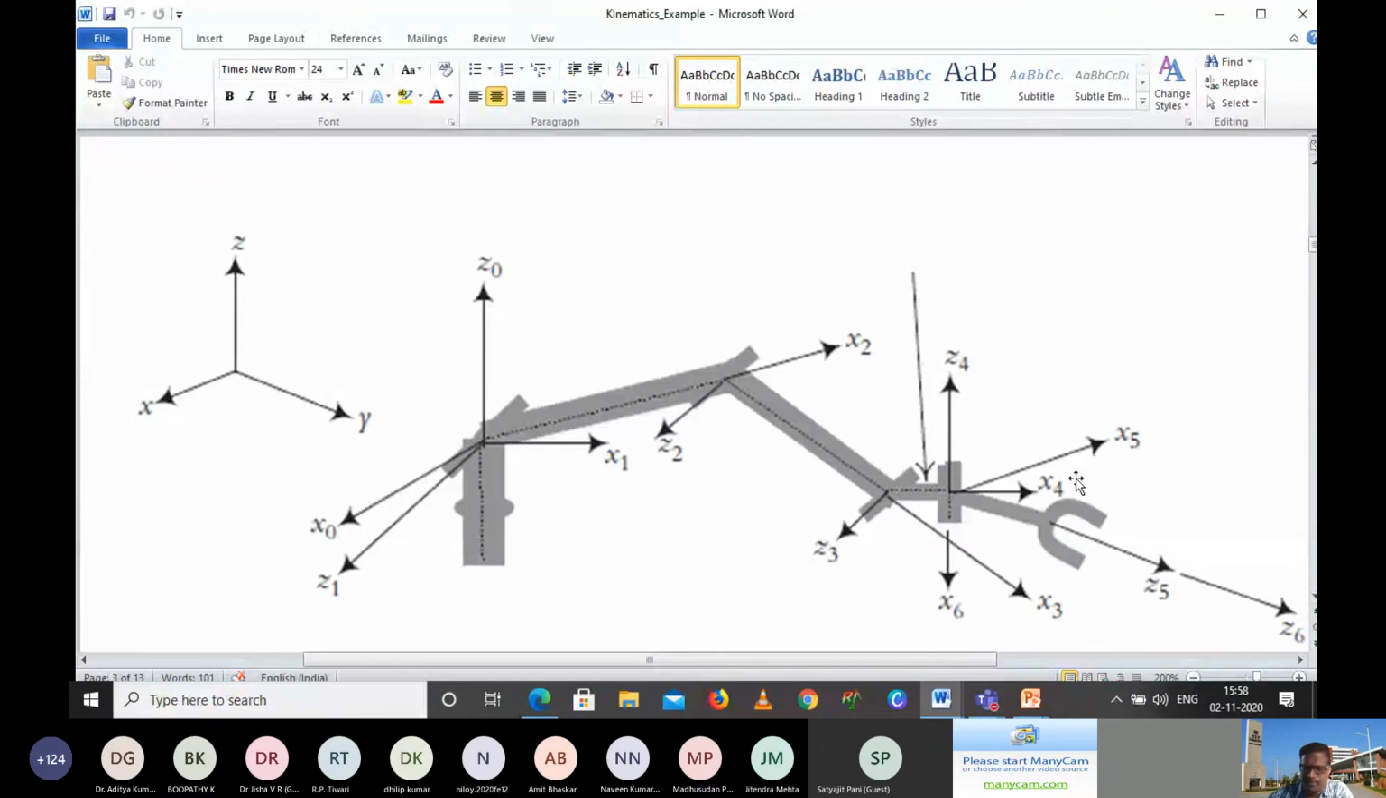I think there will be an alpha, am I right, sir? Z4 and Z5. Yes, sir. So whether it is plus 90 or minus 90, whether I have to rotate X4 in clockwise or counterclockwise.